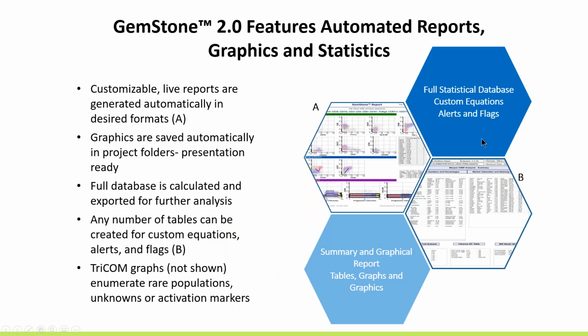Reports are constructed automatically and are fully customizable and editable. All graphics are also saved automatically during the analysis process in your choice of format. A full database is calculated and exported for further analysis. And you can also set up smaller tables on the report and populate them with custom equations, alerts, QC metrics, etc. Tricon graphs, which are not shown here, are a powerful tool for enumerating rare populations, unknowns, activation markers, and cytokines, whether singly or in any combination.